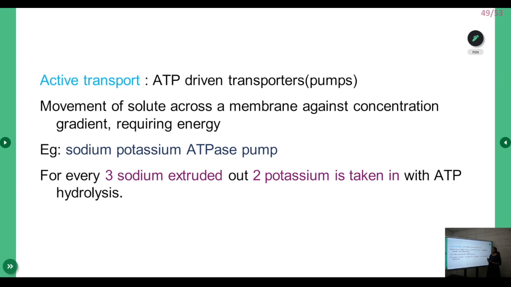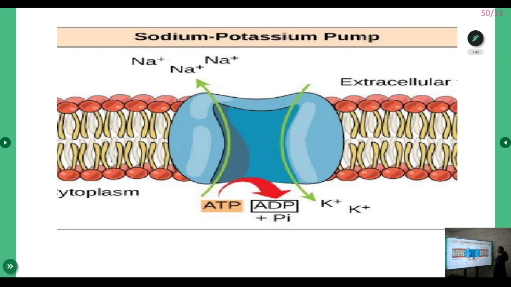The sodium potassium ATPase pump is the most common example that we consider for active transport. Here, for every 3 sodium extruded out, 2 potassium are taken in, with the hydrolysis of ATP. This is the diagram of the sodium potassium pump, where you can see that through the hydrolysis of ATP to ADP and phosphate, 3 sodium are pumped out and 2 potassium are pumped into the cell.